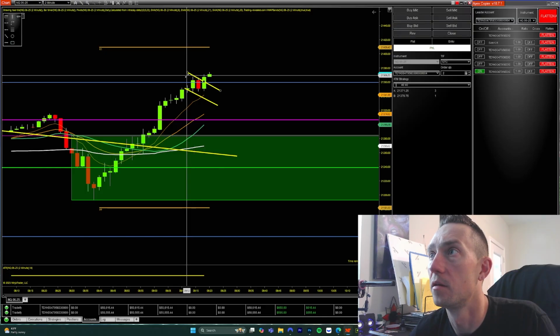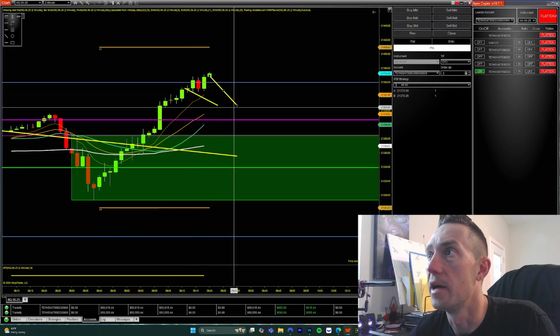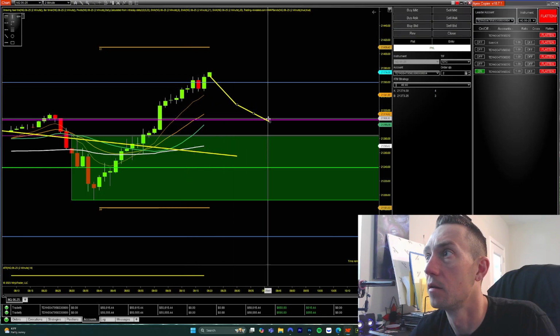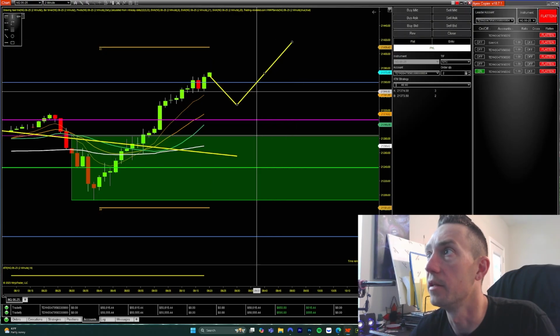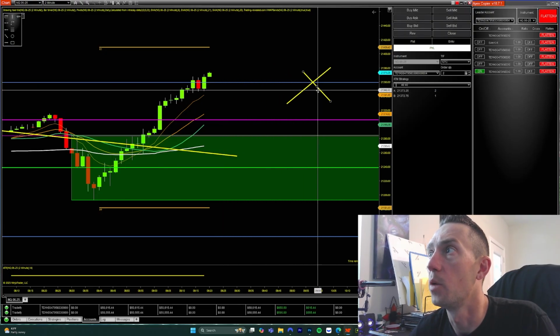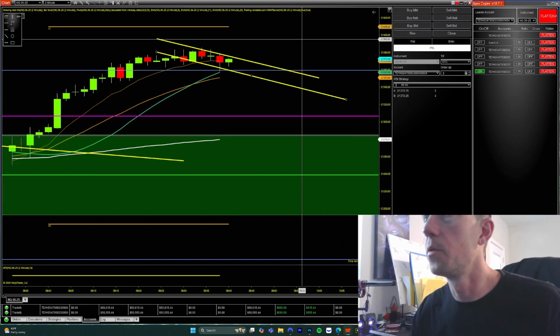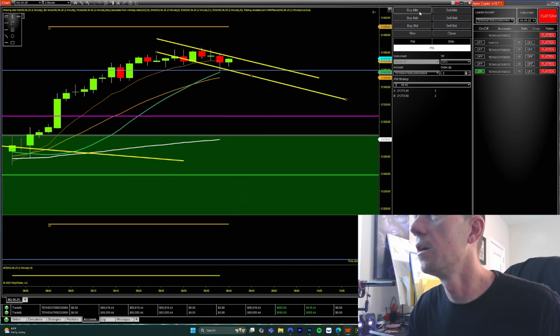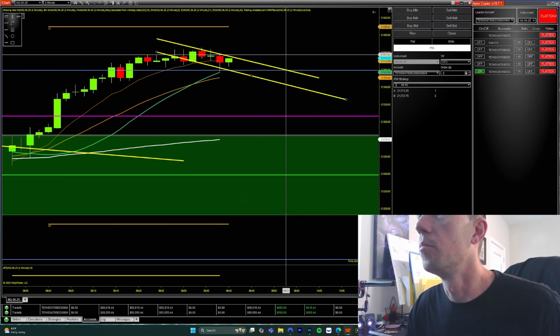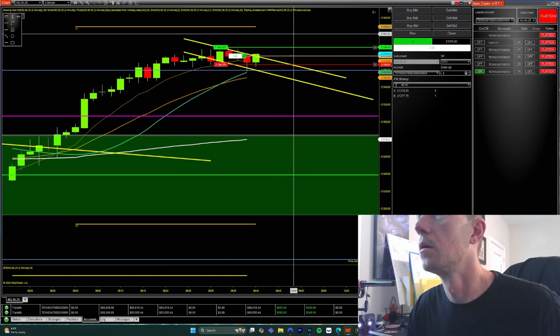Something like maybe down to here and then continue up like this. So that's what I'm waiting for. I'm just going to be patient. It looks like we might get one more little trade right here. If we break above this. Submitted.